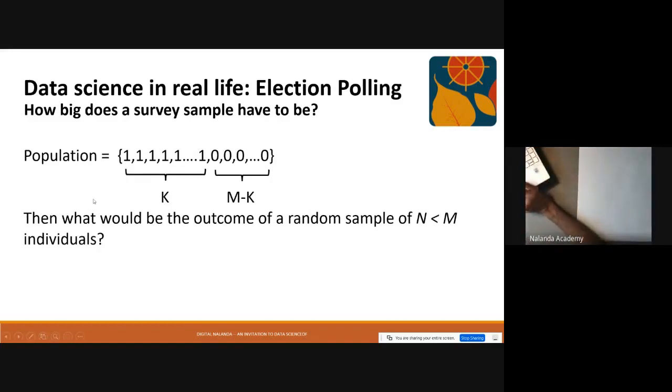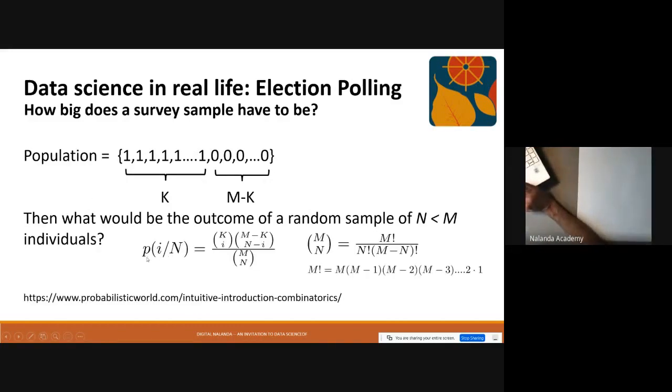And so by doing this exercise, you'll realize that the probability of obtaining a fraction I over n is given by the number of ways you could have pulled I from here and n minus I from here. That is the number of ways in which you could have pulled I from here, times the number of ways you could have pulled n minus I from here, divided by the total number of ways you could have pulled n from m, right? And that's what this fraction is.